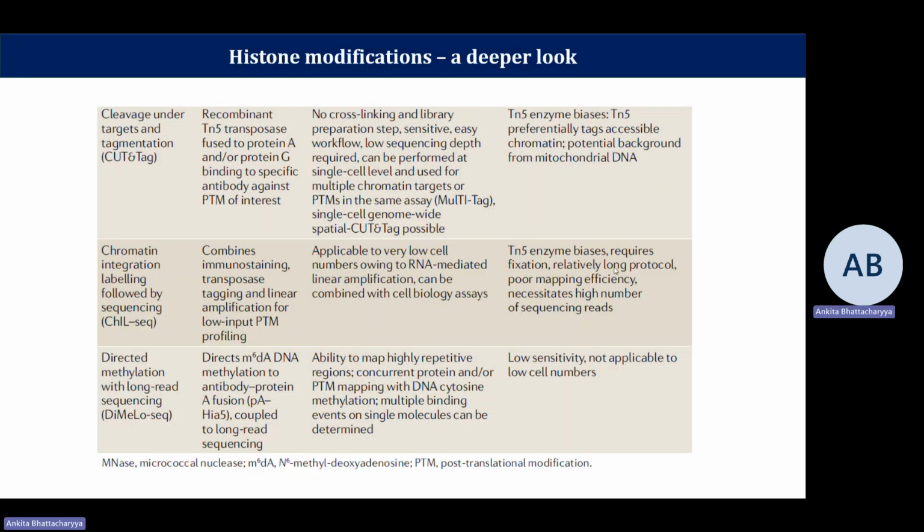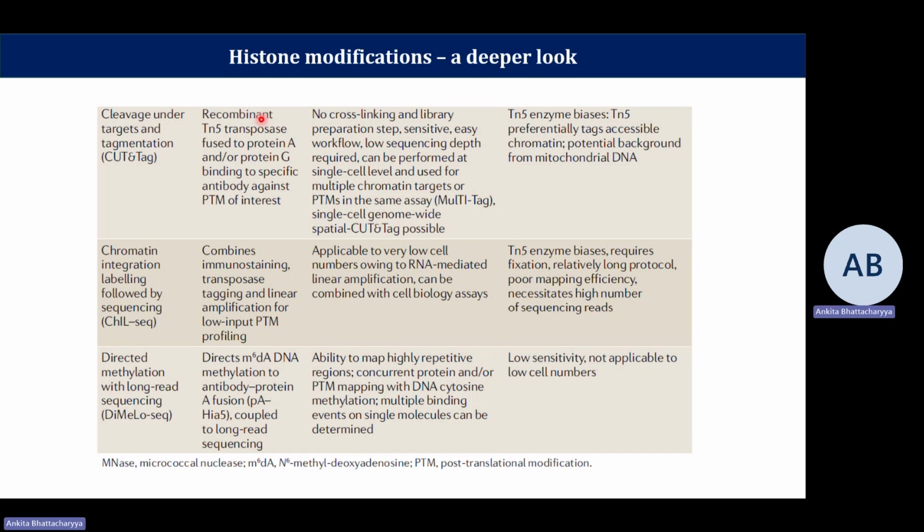Then you also have CUT&Tag. This has a transposase. The previous one I talked about was CUT&RUN. Again, don't worry, we'll discuss these techniques in more detail. This is just an intro class. It uses recombinant Tn5 transposase, which is fused to protein A or protein G, binding to specific antibodies. No cross-linking, no library preparation, a sensitive method, relatively easy workflow. It can be performed either at single cell level or can be used for multiple chromatin targets.